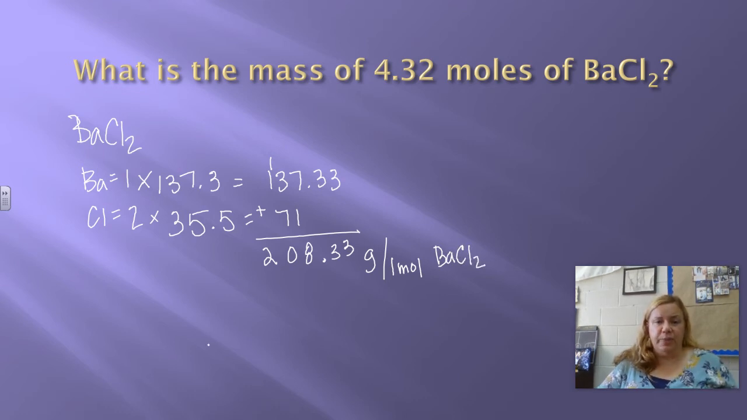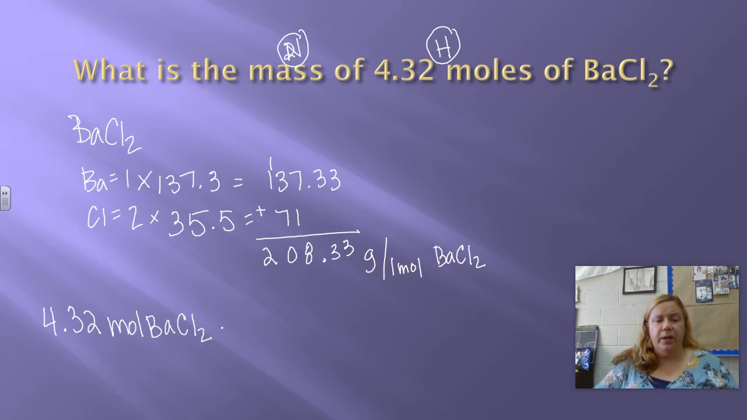Now I can go and do my conversion. So I look at my question, and my question is I have 4.32 moles, and I'm looking for the mass. Sorry, that's my need, is the mass. So I always start with what I have. I'm going to go back to my conversion rules. Start with what I have. So I have 4.32 moles of barium chloride. Now I'm going to go to mass of barium chloride.